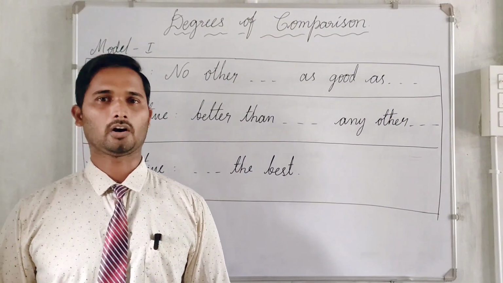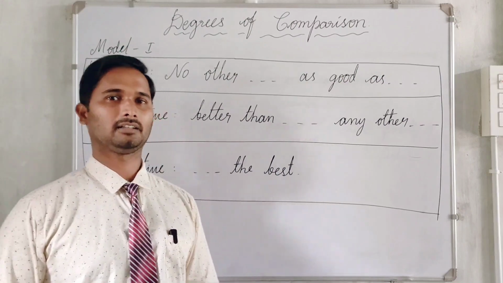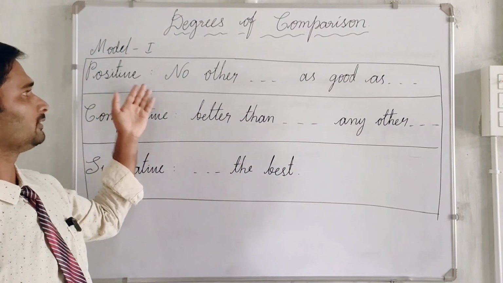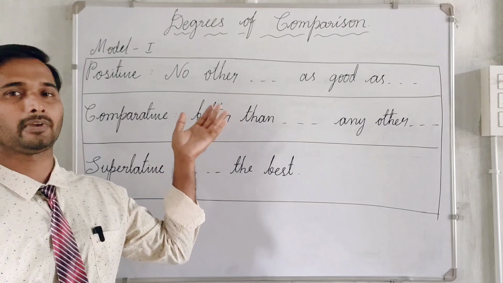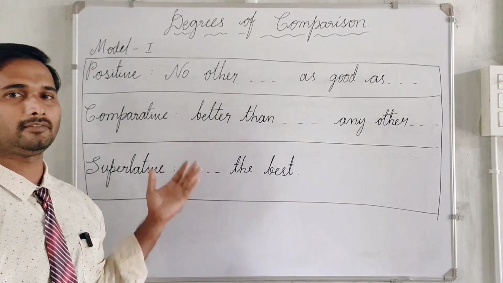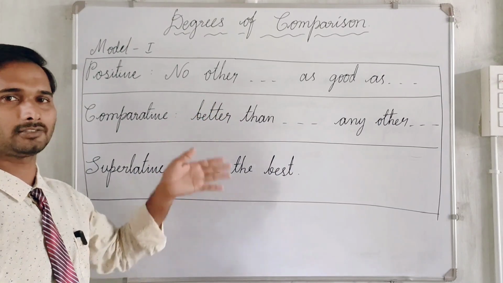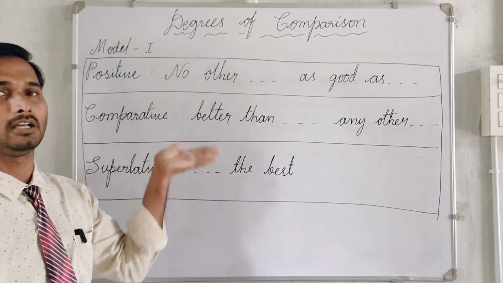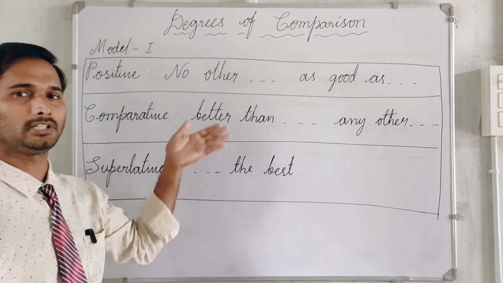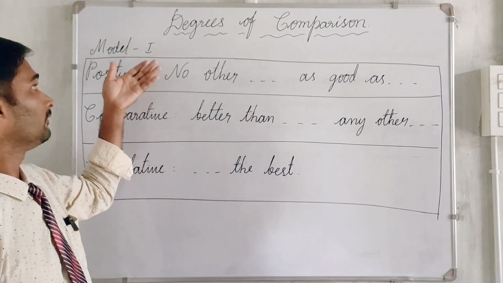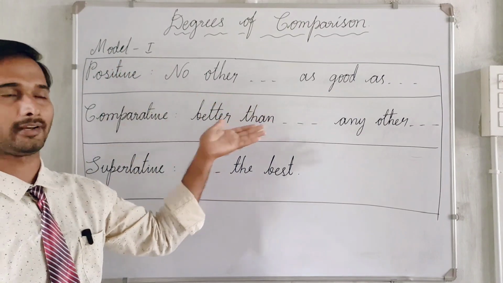There are some models or types in comparison. Here is the first model, positive form. Some keywords we can use to form the comparative and the superlative form, and we can transform the comparative to superlative, superlative to positive, and positive to comparative. Here is the first model and some key points.